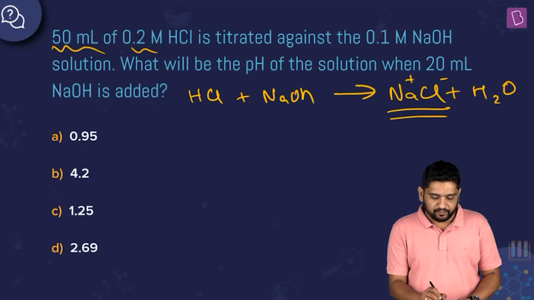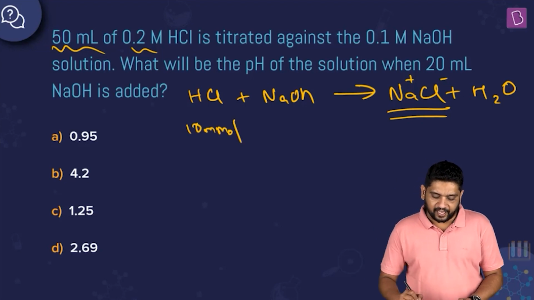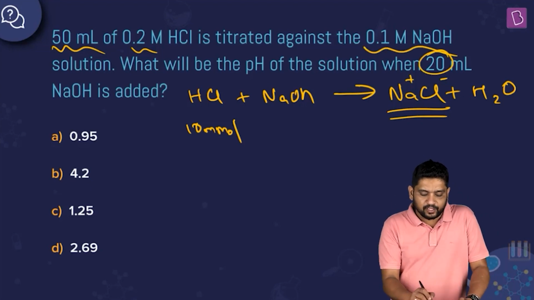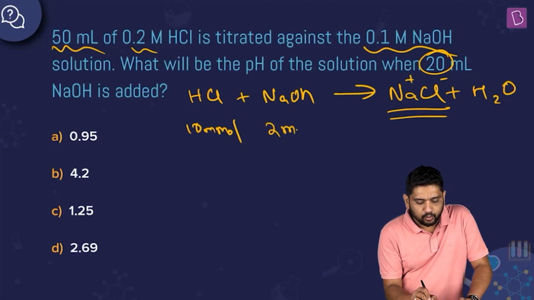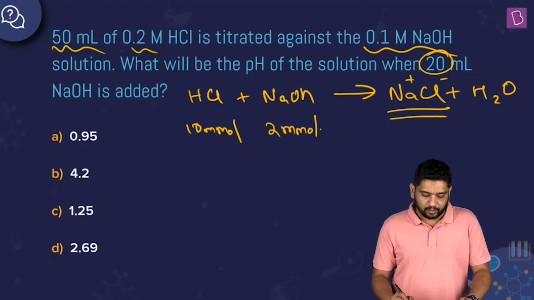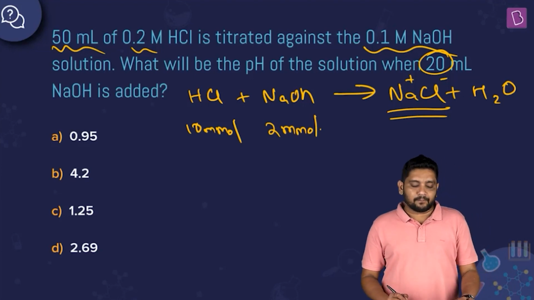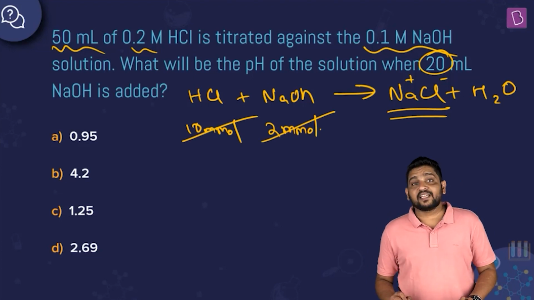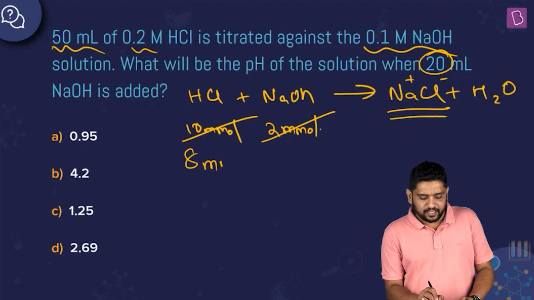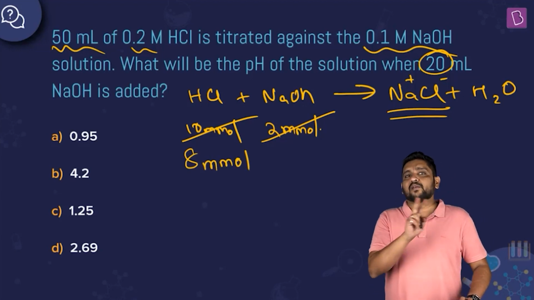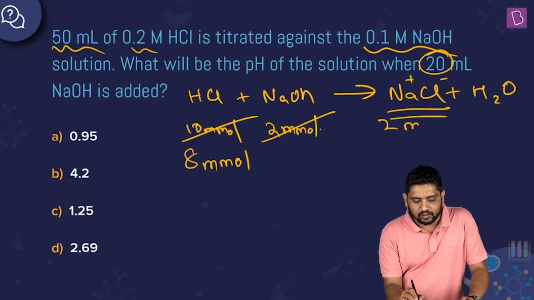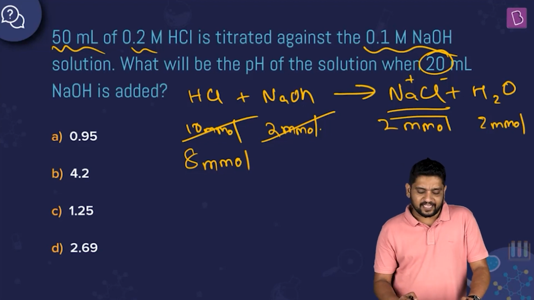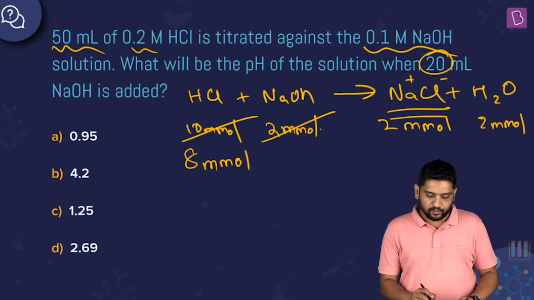So here 50 into 0.2 is 5 into 2, 10 millimoles of HCl is what I had originally, right? And 0.1 molar NaOH and 20 ml: 20 into 0.1 means 2 into 1, or 2 millimoles of NaOH is what I've added so far. So the neutralization has started, but it has not completed. 1/5 of what is required is what I've added. Obviously, NaOH is the limiting reagent. It will get over, and I'll have 8 millimoles of HCl left, right? 2 millimoles of NaOH will react with 2 millimoles of HCl, giving me 2 millimoles of NaCl and also 2 millimoles of H2O. I'm not concerned about NaCl and H2O. As I told you, they are not something that is going to impact us.